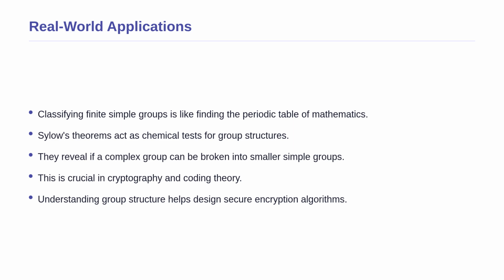In fields like cryptography and coding theory, understanding the structure of these groups is absolutely vital. It helps in designing secure encryption algorithms. If a group can be broken down easily, it might be vulnerable to mathematical attacks. So cryptographers rely on these theorems to choose the safest structures.